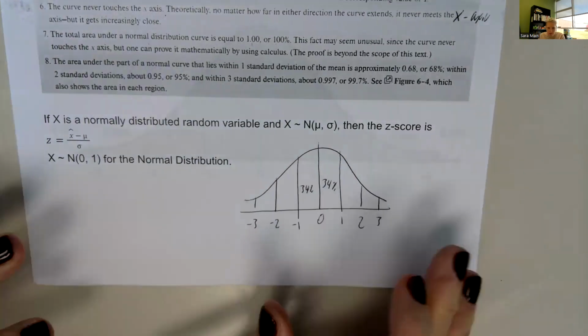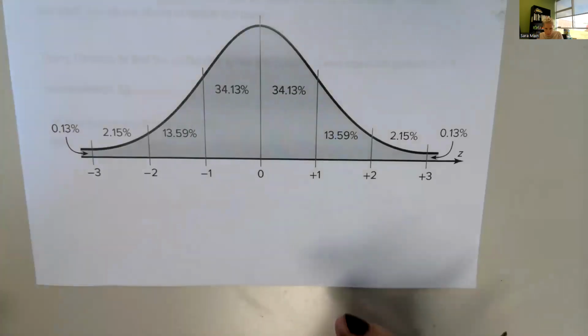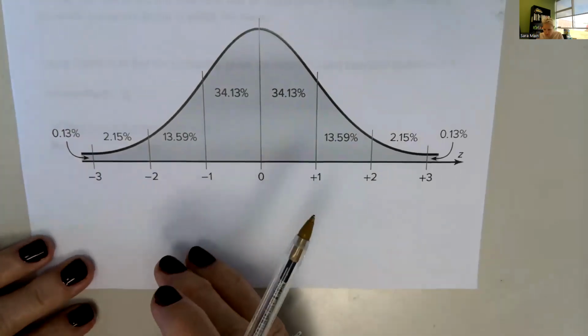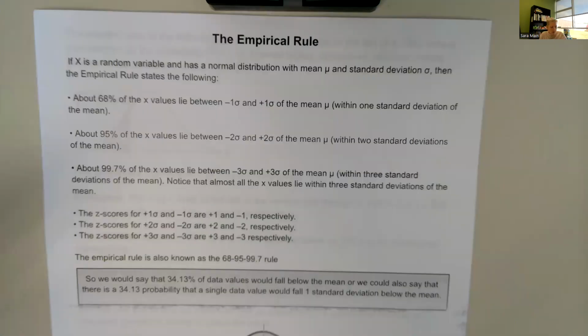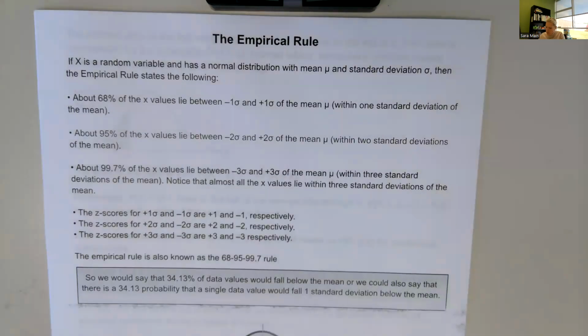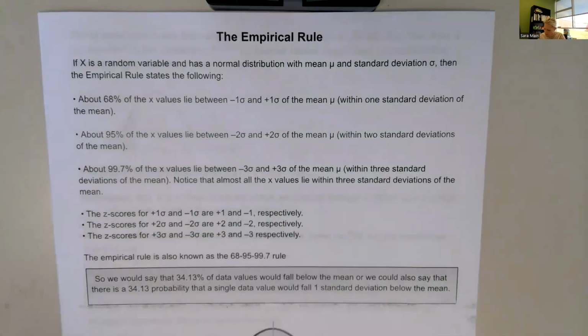And those should follow, sorry about that, those should follow similar to what we learned in the empirical rule. At the top here, the page of notes just kind of goes back through the empirical rule and what we learned about the percentages of the data that fall between them.